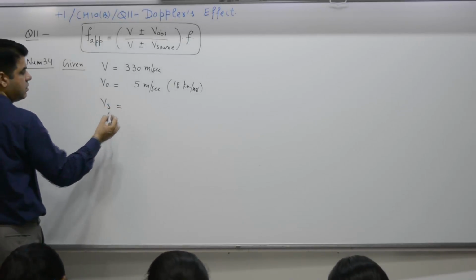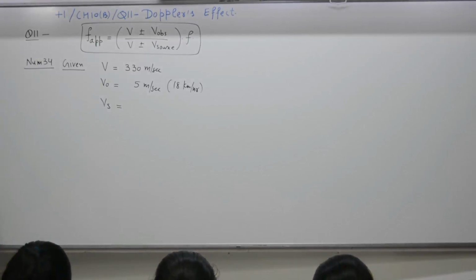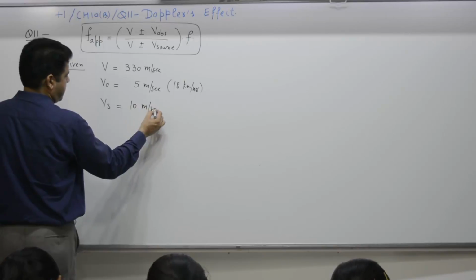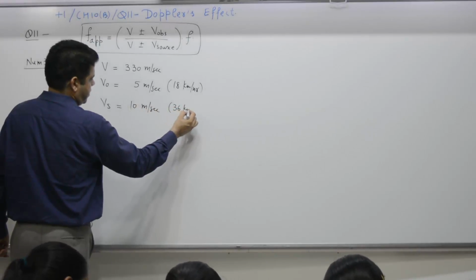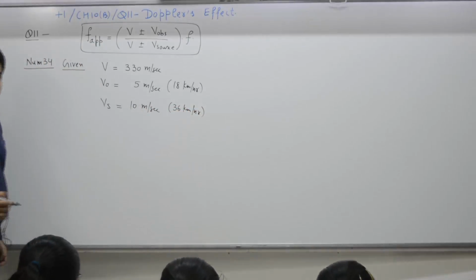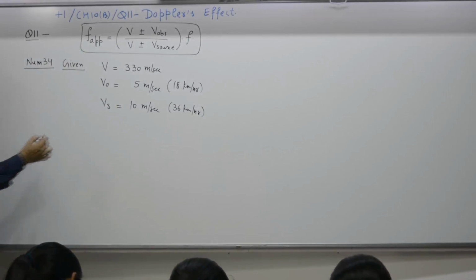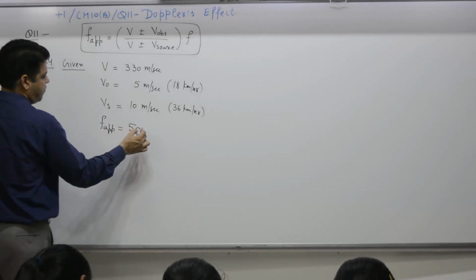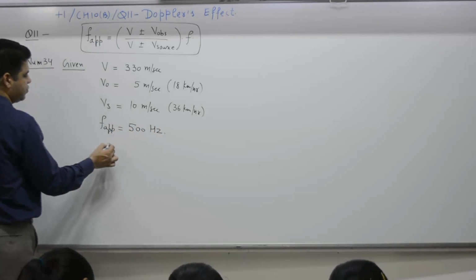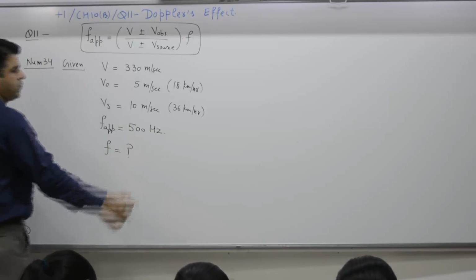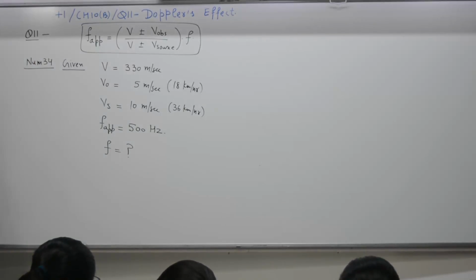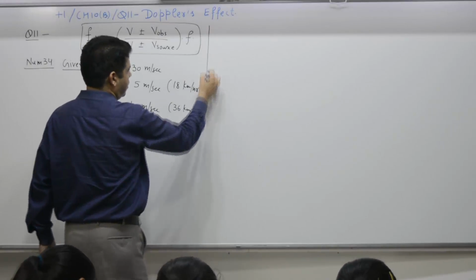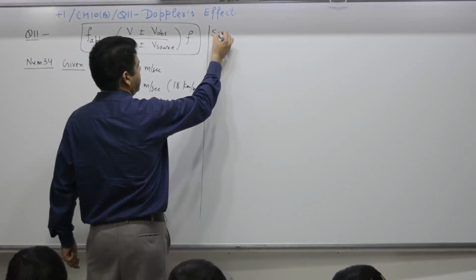Speed of the source, the train: 36 km per hour. That means 10 meter per second. Frequency heard, apparent frequency, given is 500 hertz. In all the four cases, you have to find out what? F. So, this is what is given. Solution for all the four parts.